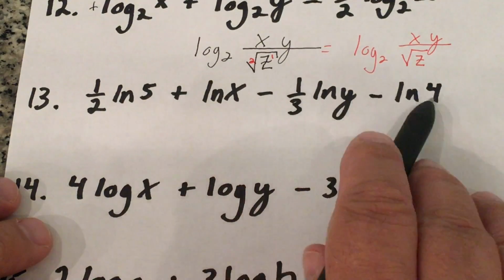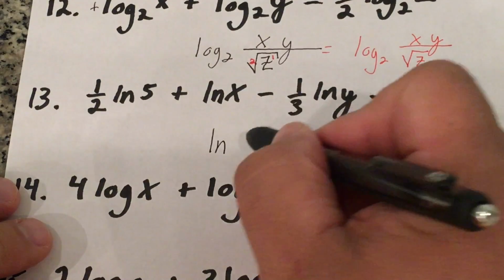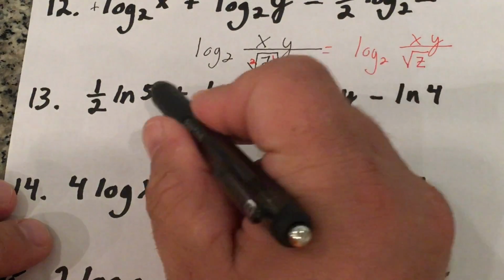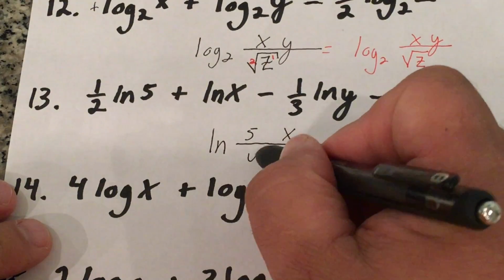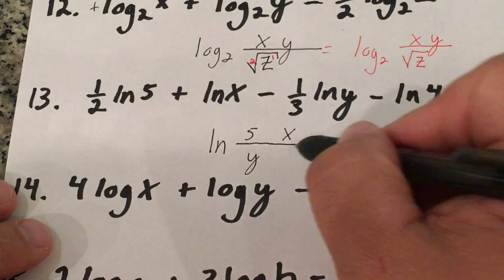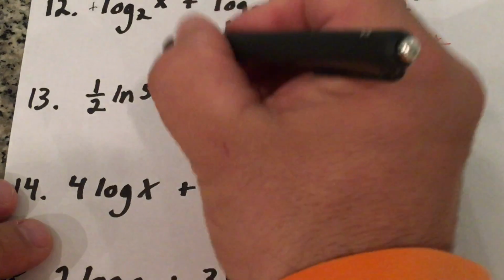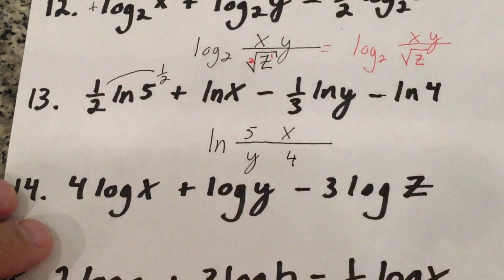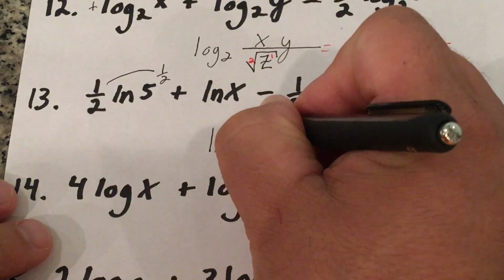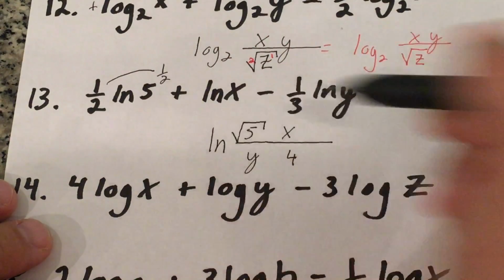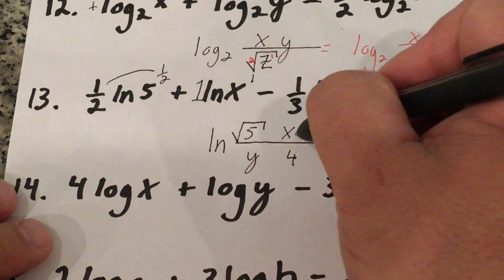I'm going to write the word ln just one time. I see a minus sign, so I put a division bar. 5 goes on top, x goes on top, y goes on bottom because there's a minus sign. 4 goes on bottom because there's a minus sign. The 5, I can re-raise that to the 1/2 power. And then I'm going to rewrite that as a radical. I can put the 2 in there, but I don't have to. The x has nothing but a 1 out front, a positive 1, so I can leave that.